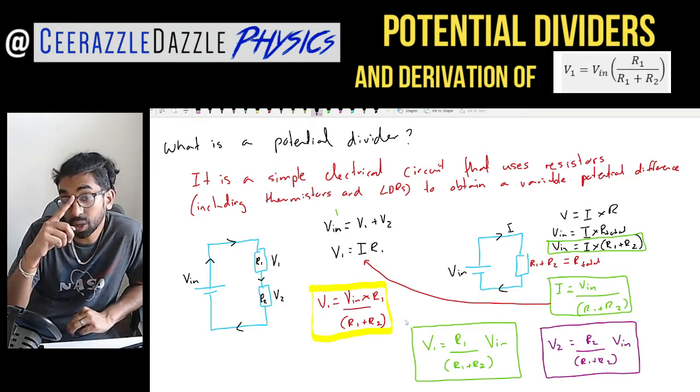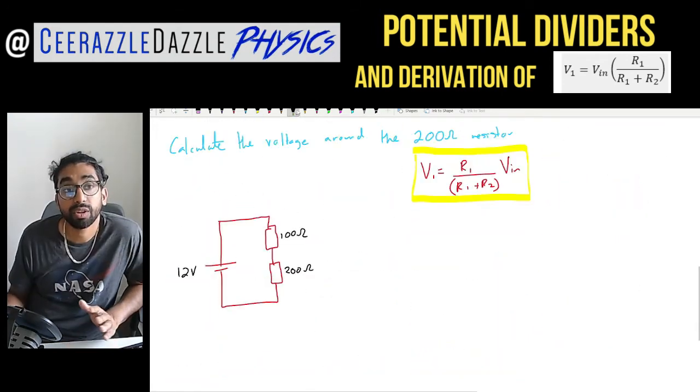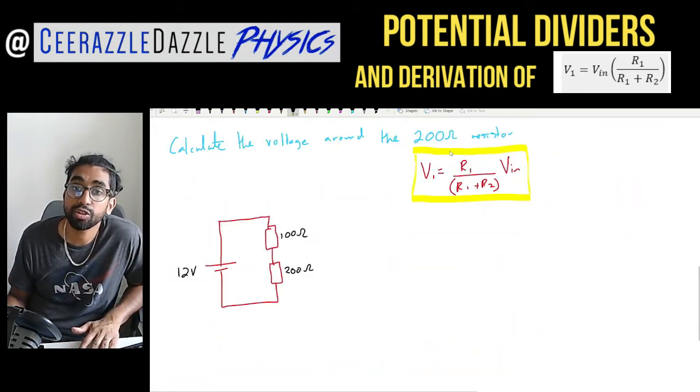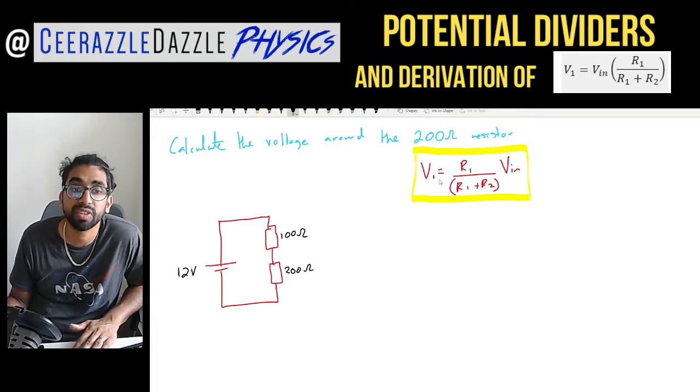We're going to look at it in a question. Okay, so what about the following question? Okay, right, so here's the following question. Calculate the voltage around the 200 ohm resistor. And here's the potential divider formula, which we just proved a second ago.